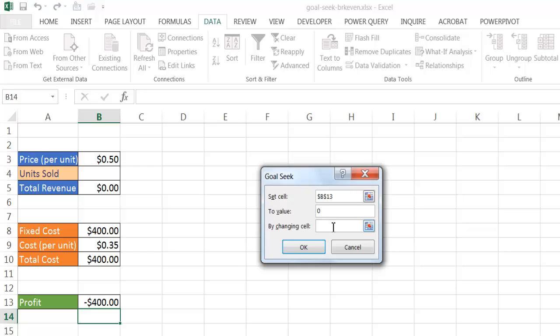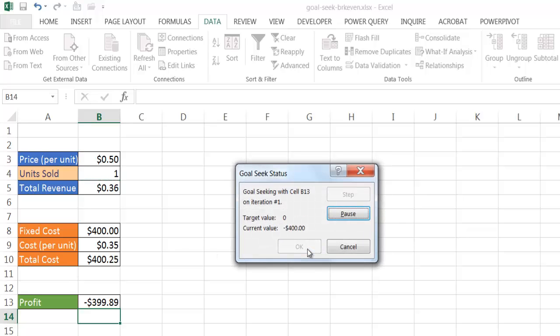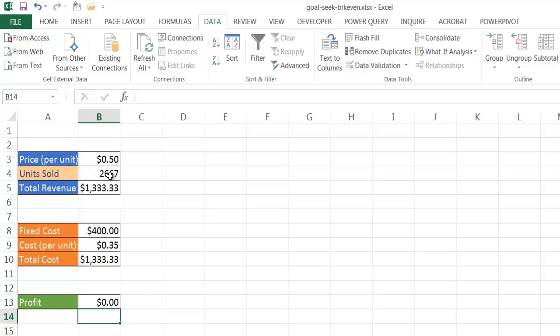And what do I want to change? Well, I want to change this cell. How many units do I have to sell in order to break even? Or basically, our total revenue is equal to our total cost, so our total revenue minus our total cost is zero. So go ahead and click OK. Goal Seek is going to go through different iterations, and it gives us our value as 2,667. Basically, I'm going to have to sell 2,667 units in order to break even.